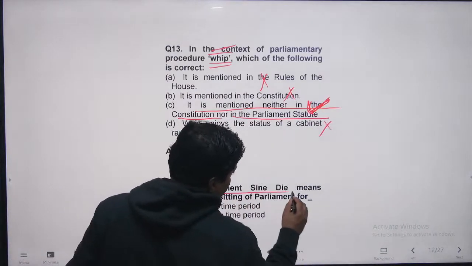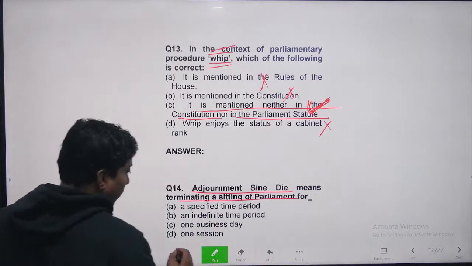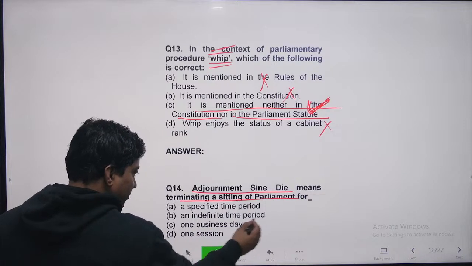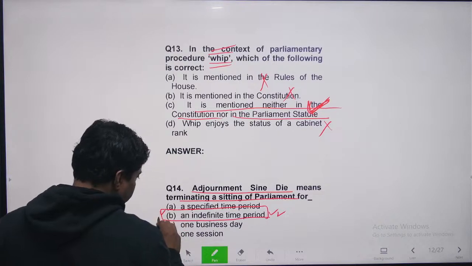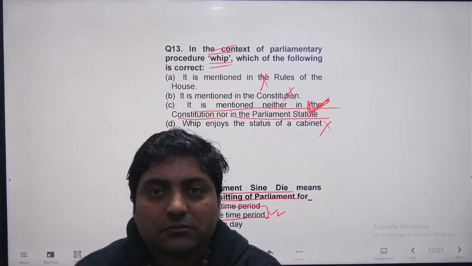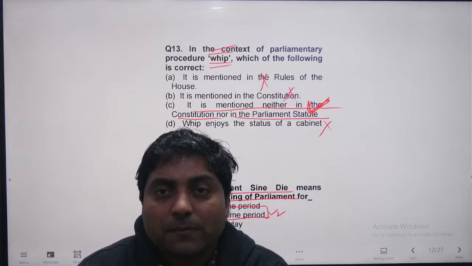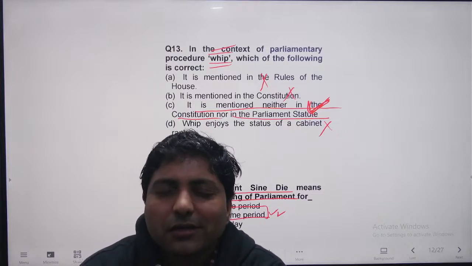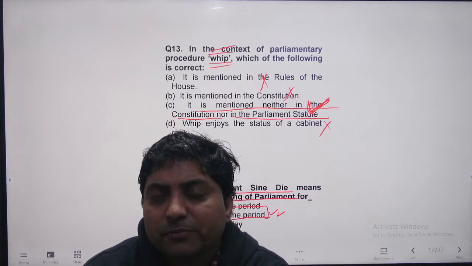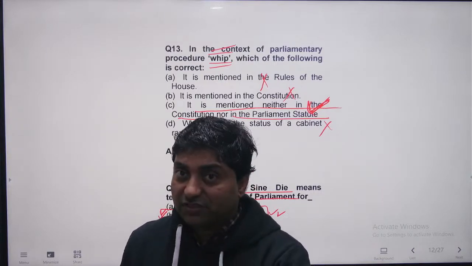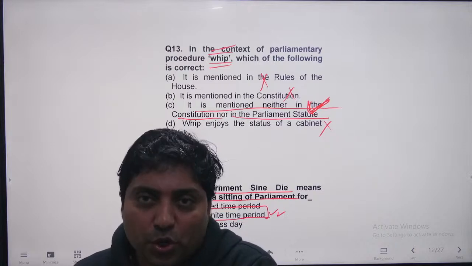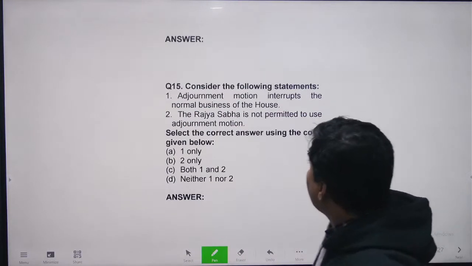Now let me see this question. The adjournment sine die means terminating a sitting of the parliament for a specified time period, an indefinite time period, 1 business day, 1 session. Adjournment sine die means the house is adjourned for an indefinite period of time. When the session is over, basically the presiding officer says adjournment and does not mention a time. That is called adjournment sine die. And thereafter, the president issues a notification, that is called prorogation. Right?